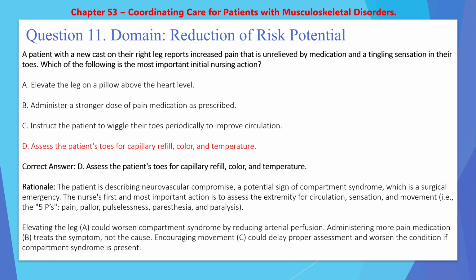The patient is describing neurovascular compromise, the potential signs of compartment syndrome, which is a surgical emergency. The nurse's first and most important action is to assess the extremities for circulation, sensation, and movement. So remember the 5 P's: pain, pallor, pulselessness, paresthesia, and paralysis. Elevating the leg in option A could worsen compartment syndrome by reducing arterial perfusion.